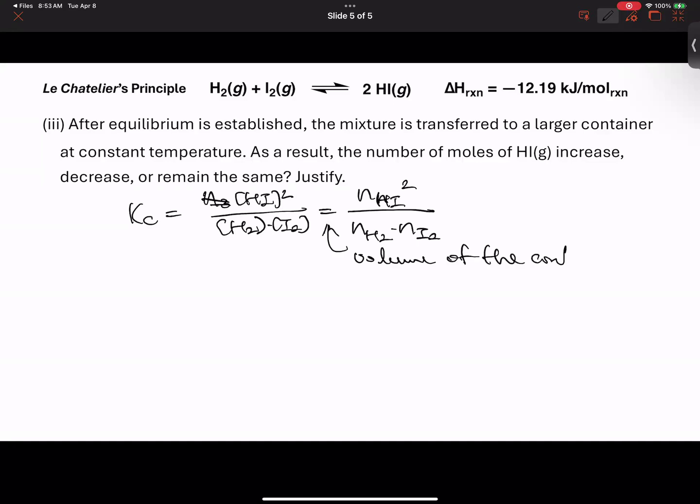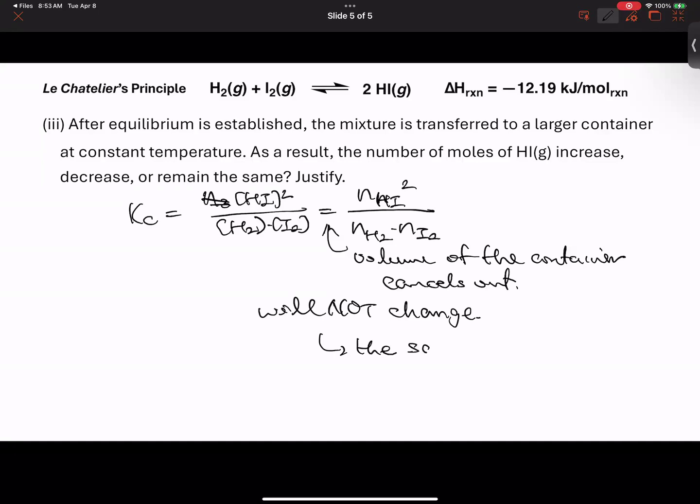The volume of the container cancelled out. So because the volume does not appear in the K sub C expression, when you put this into a bigger container, it doesn't change. So it will not change. The mole number will not be changing, and the amount of hydrogen iodide will remain the same.